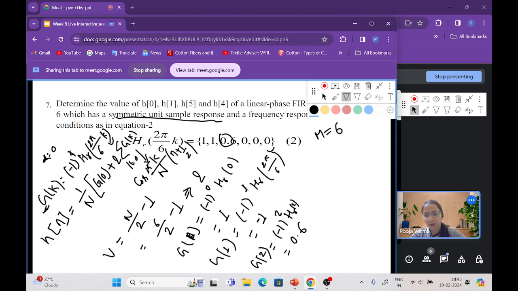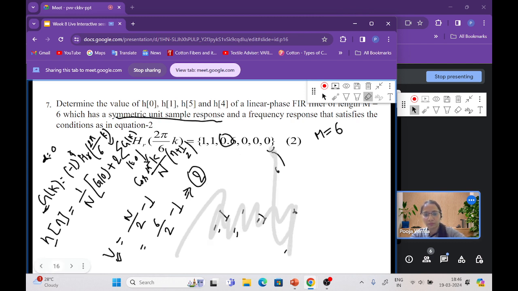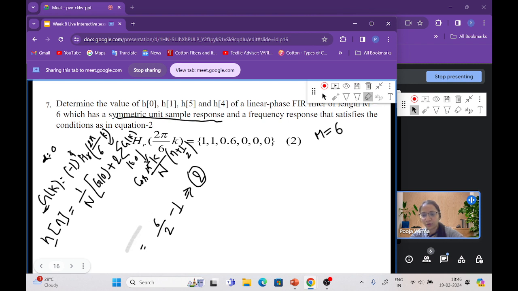Okay, now here we got u equal to 2, and g of 0, 1 and 2 values. Now we need to put in this equation in order to find out h of 0, h of 1, h of 5 and h of 4. Okay, so I am erasing from here. I hope all of you have noted down. Then we can solve these other values. We just need to remember these points.